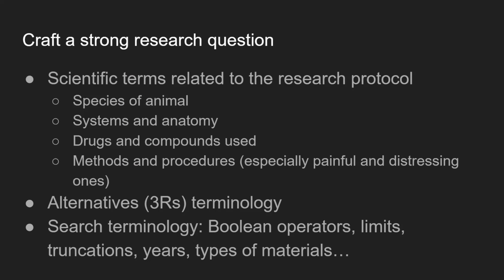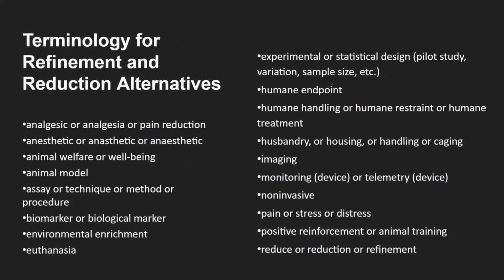And then put all of this together using Boolean operators, your limits, your truncations, the years you're searching, and the types of materials in your search string. So here are some examples of some of those 3 R's alternative terminology that address refinement and reduction. You'll see that there are a lot of ways to approach finding alternatives in literature.